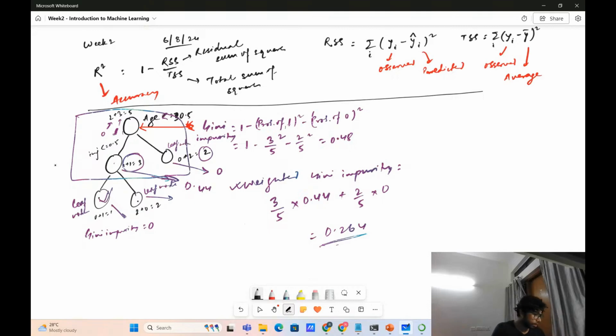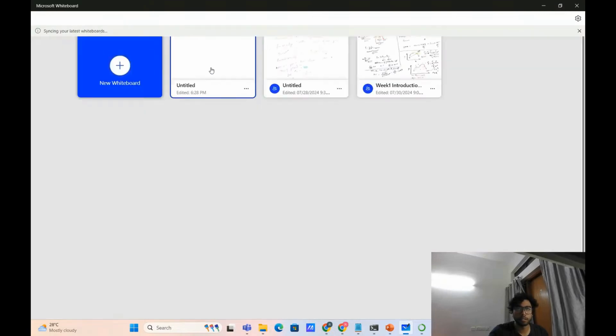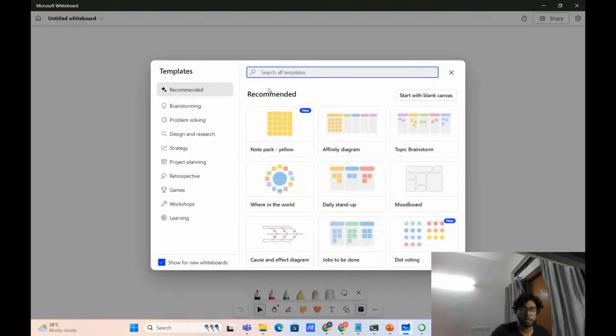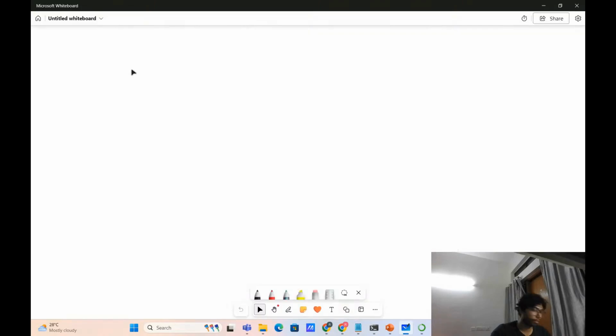So, okay, now I will explain the concept of entropy and information gain using the same tree. Let me just open a new notepad. Okay, let me construct the tree again.